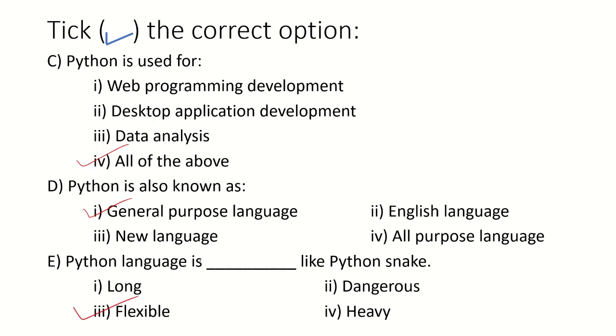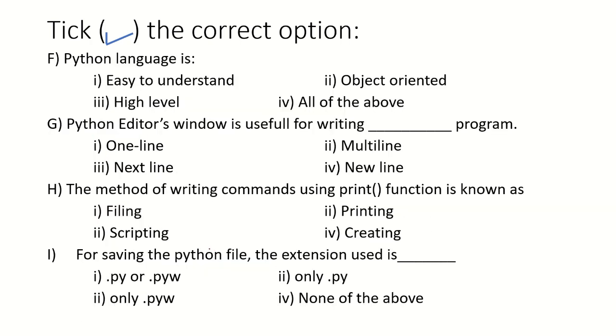Next question is, Python language is easy to understand? Yes. Object oriented? Yes. High level? Yes. So the answer here is all of the above. Python editor's window is useful for writing multiple line of program. And this editor window is also known as which window? Script mode. The method of writing commands using print function is known as printing.